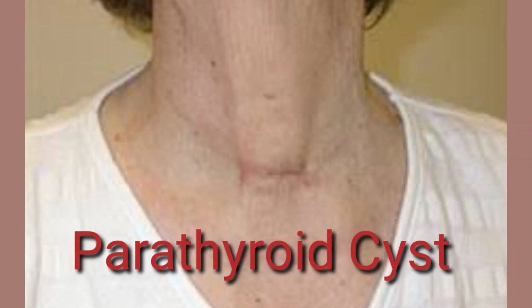So here in this image, you can appreciate that in the central part of the neck, there is a protuberance, there is a cystic swelling. So this would be a parathyroid cyst. The best investigation for confirming the parathyroid cyst would be ultrasonography and ultrasound imaging. You can appreciate and differentiate between the thyroid cyst and the parathyroid cyst, and it can be easily distinguished.